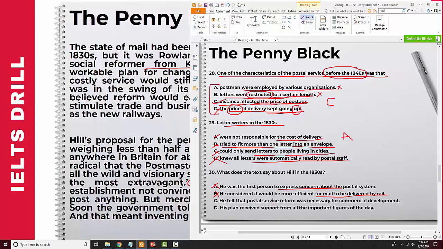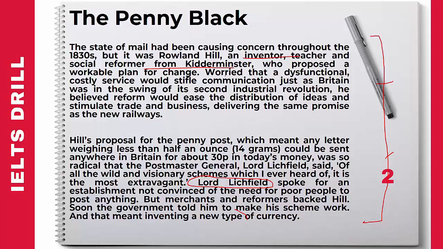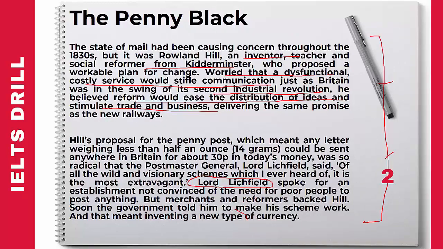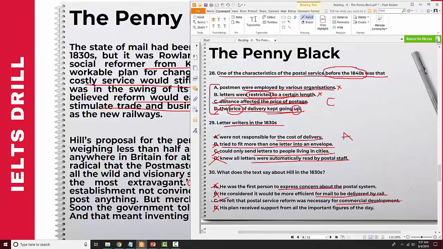He felt that a postal service reform was necessary for commercial development. Exactly. Now he said, worried that a dysfunctional, costly service would stifle communication, just as Britain was in swing of a second industrial revolution, he believed reform would ease the distribution of ideas and stimulate trade and business. So stimulate trade and business is basically commercial development, right? So this is correct. His plan received support from all important figures of the day. Actually, this is wrong, right? Because this paragraph talks about Lord Lichfield, who was not in favor of this project. So correct answer here is C.